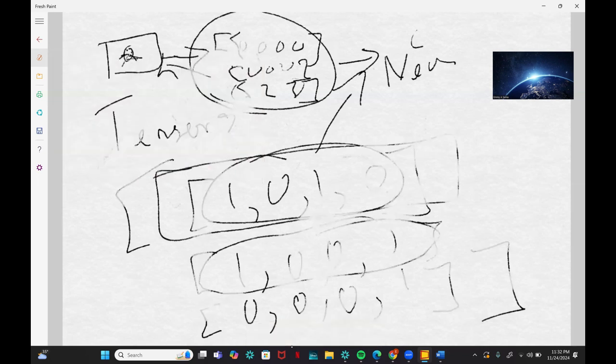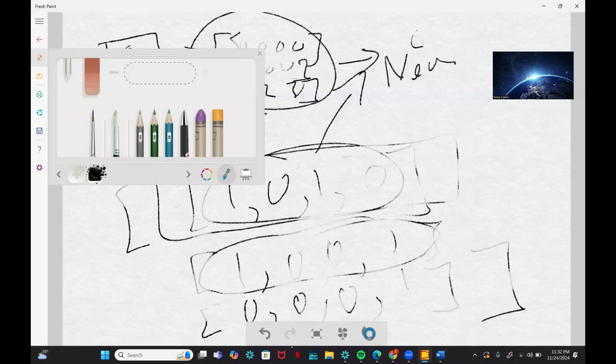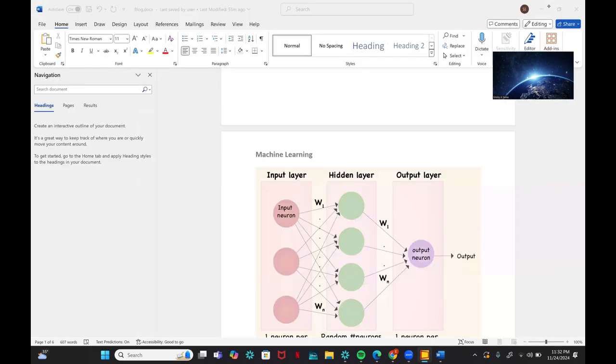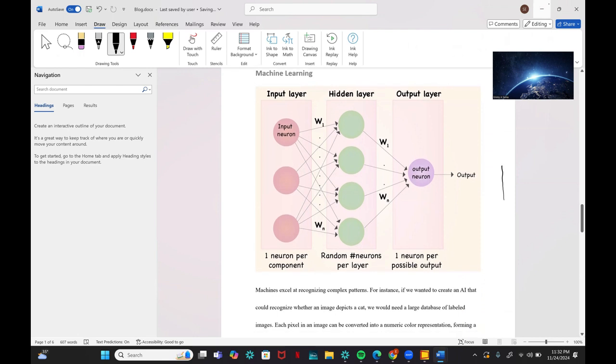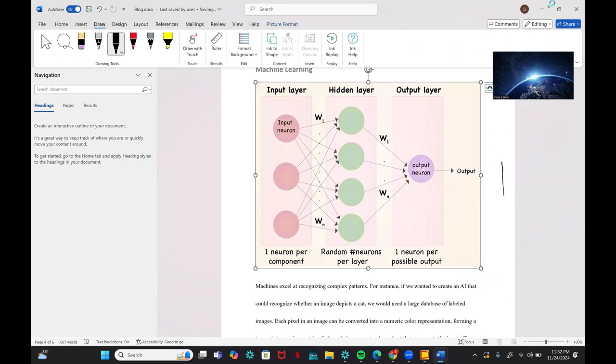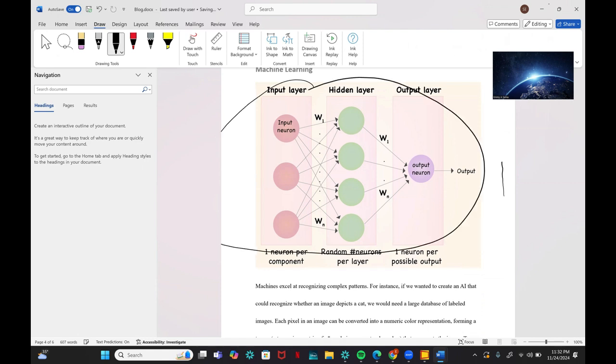It's pretty much how a neural network works. Let's use a different visualization so we can better understand. So this is pretty much what I was drawing earlier, a neural network. This is the input layer, this is the hidden layer, this is the output layer.